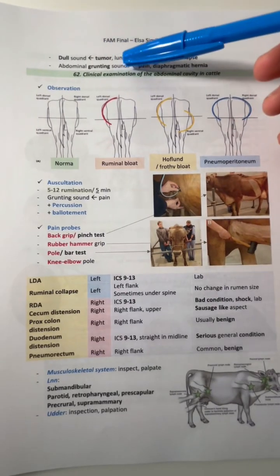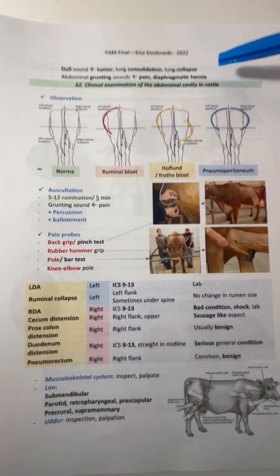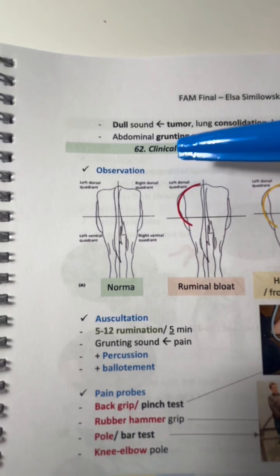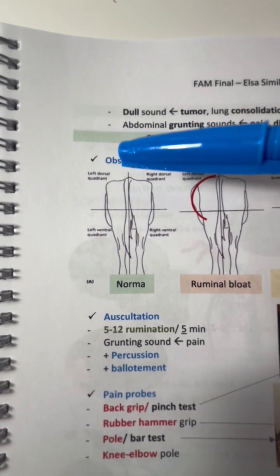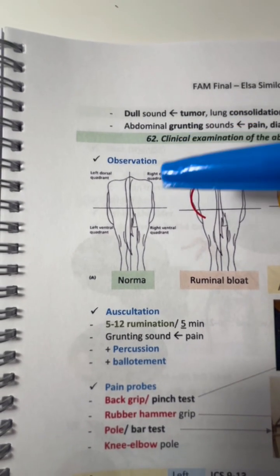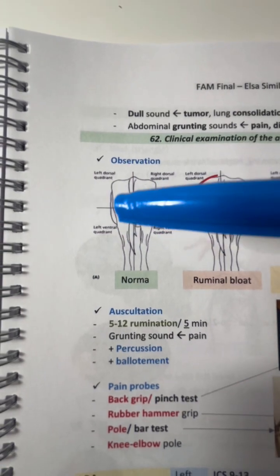The clinical examination of the abdominal cavity in cattle. So when viewing cattle from behind, we divide them into four quadrants: the left dorsal quadrant, the right dorsal quadrant, the right ventral quadrant, and the left ventral quadrant.